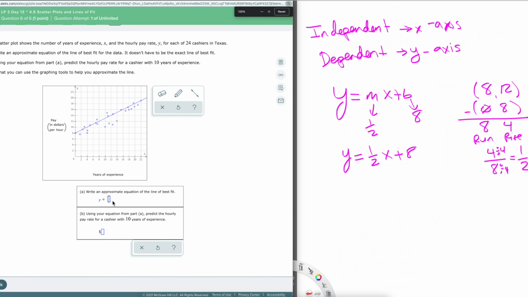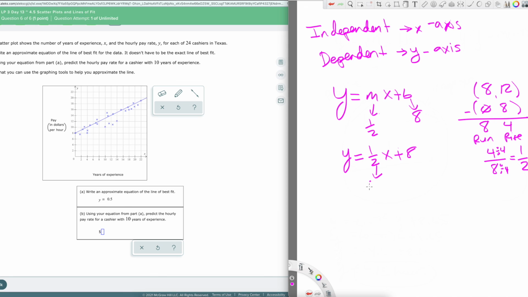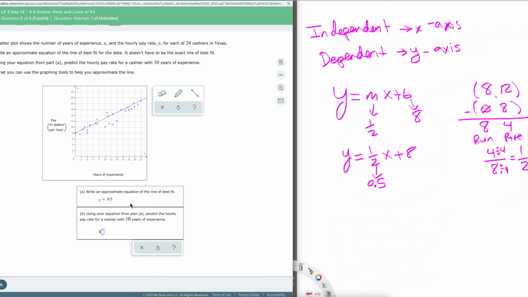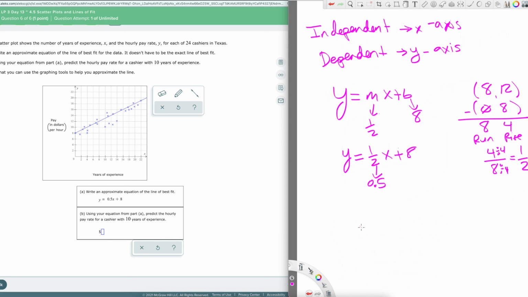1/2 x. Why didn't the half go there? Does it want 0.5? Okay. So for some reason it doesn't want fractions. It only wants decimals. So 1/2 is also 0.5 if I did the decimal there. 0.5x plus 8.